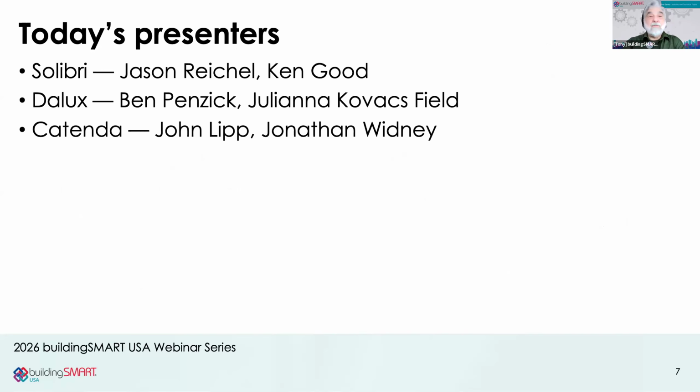And we have a very distinguished panel of presenters today. We're going to begin with Solibri. We have Jason and Ken. Then they'll hand it over to Dalux, where Ben and Juliana will give us some more examples. Finally, we'll move to Catenda with John and Jonathan. The order only represents reverse alphabetical order. There's no other intent in that.